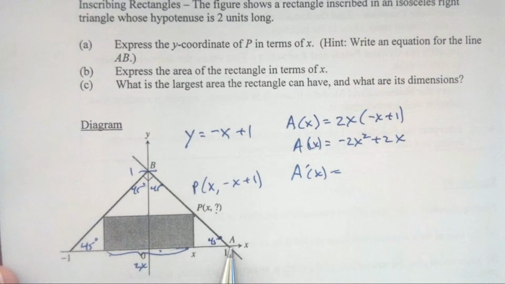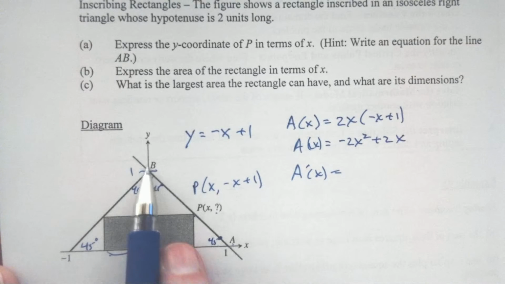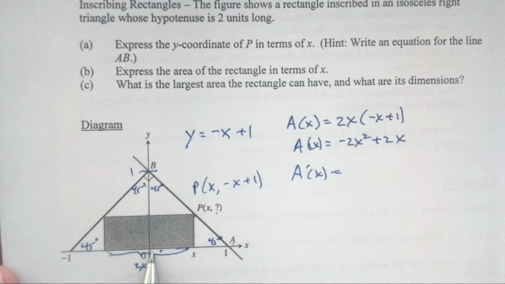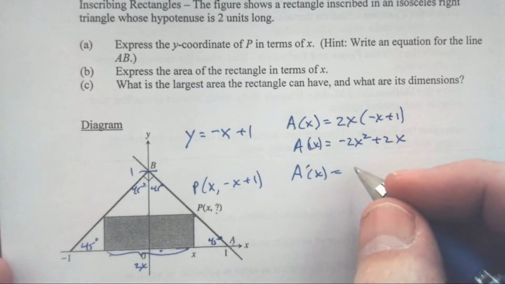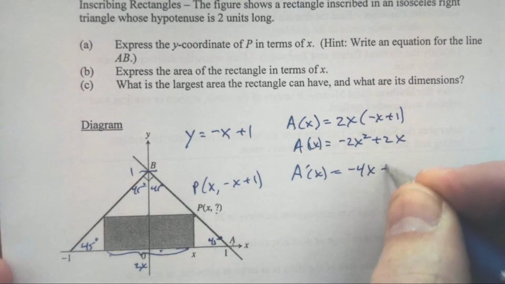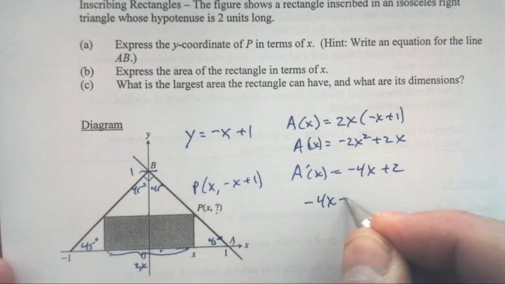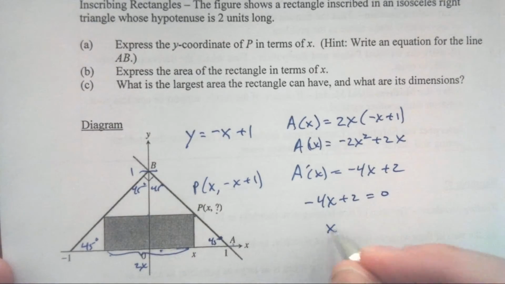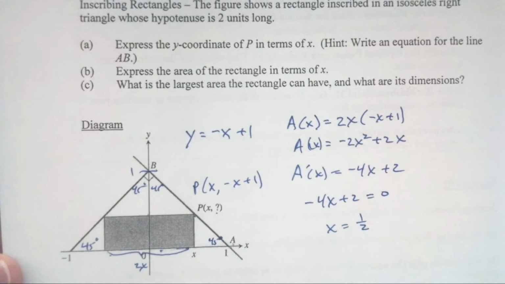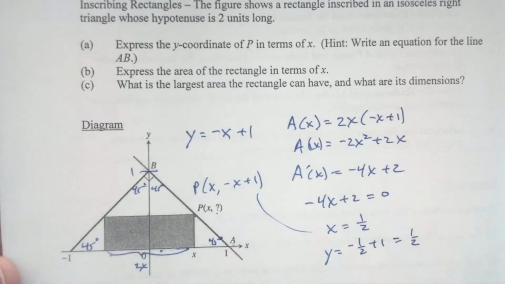Endpoints for x would be 1, but if we went out to 1, the rectangle would have no height. If we went to 0 for x, it would have big height but no width. So we're only looking for where this parabola levels off. A prime of x equals -4x plus 2. If we set -4x plus 2 equals 0, we get a critical point at x equals 1/2. When x equals 1/2, y equals -1/2 plus 1, or 1/2.